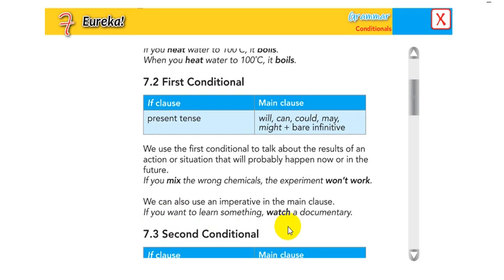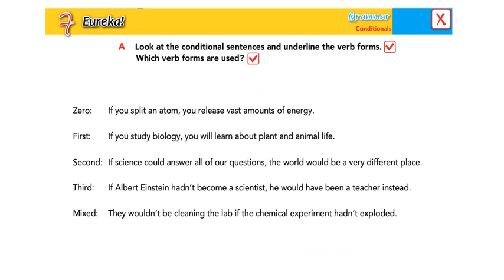So we use the first conditional, if plus present simple and will plus infinitive, to talk about things that will probably or likely happen in the future. So we use the first conditional to talk about things that will probably or likely happen now or in the future. Let's quickly go to the second conditional. This is quick revision, guys, before we start the new part.